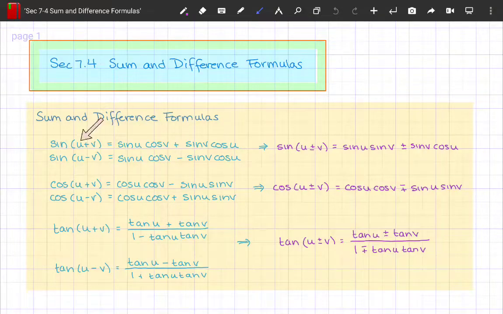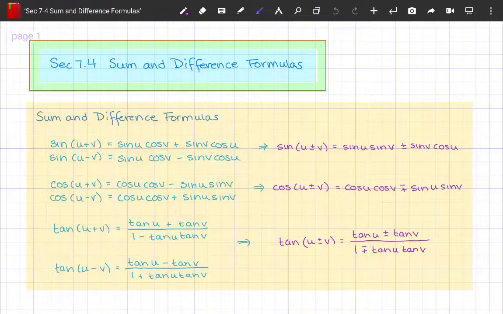But we do have a formula for what the sine of u plus v is equal to. And this is a formula right here. It is the sine of u times the cosine of v plus the sine of v times the cosine of u. And then if it's a minus sign instead, this is a minus sign right here. These are another pair of formulas that you should memorize. Actually, all of these are another set of formulas you should memorize.